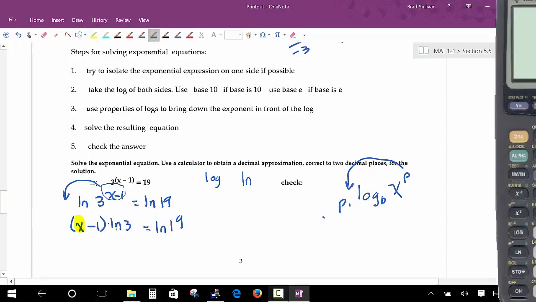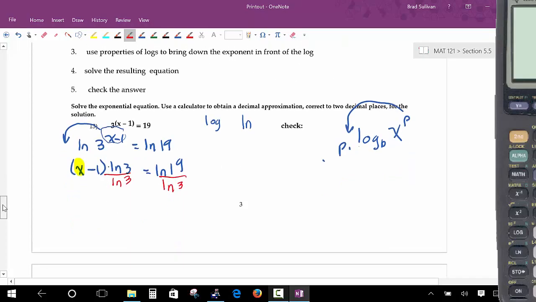ln of 3 is a number, so how do you get rid of it? You divide, okay? It's multiplied, right? So you're going to divide both sides of this equation by ln of 3. Like that. That's going to cross out, and that's going to leave you x minus 1 equals ln 19 over ln 3.